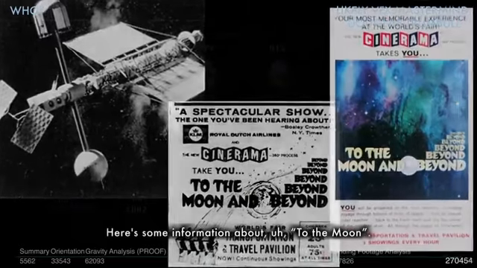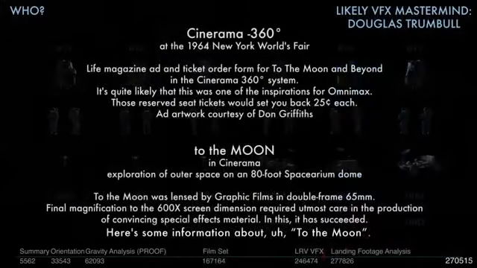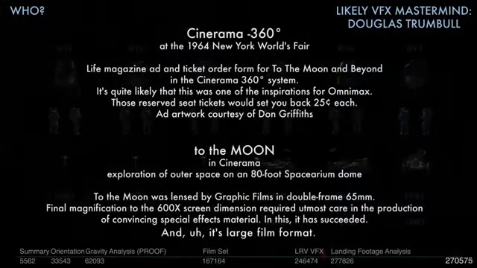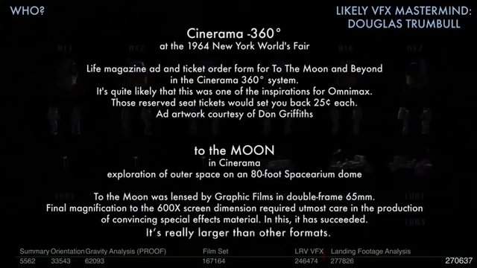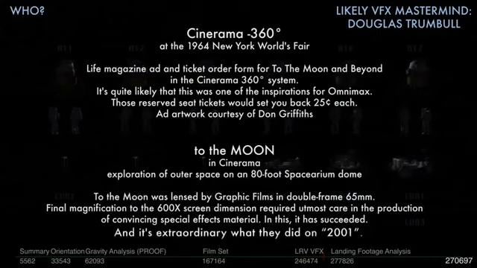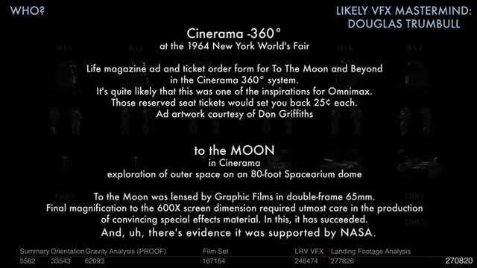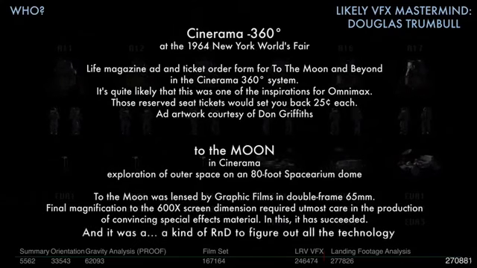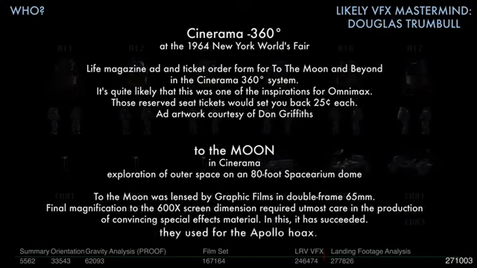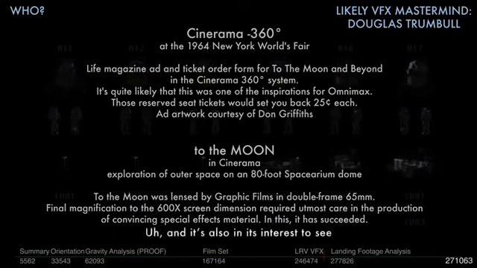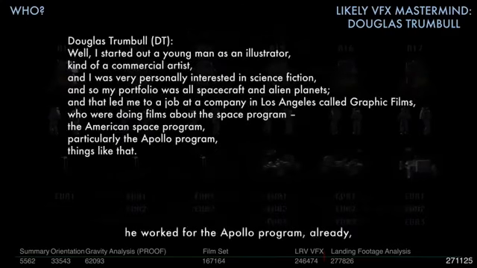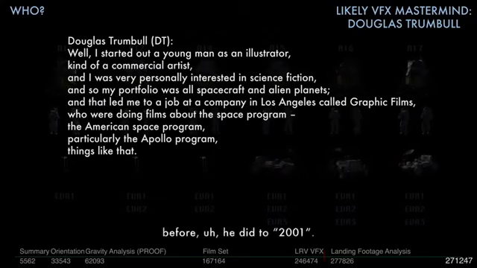Here's some information about To the Moon and Beyond. It's a large film format, really longer than other formats, and it's extraordinary what they did on 2001: A Space Odyssey. There is evidence that it was supported by NASA, and it was a kind of R&D to figure out all the technology. They used it for the Apollo hoax. And it's also of interest that he worked for the Apollo program already, before he did 2001.